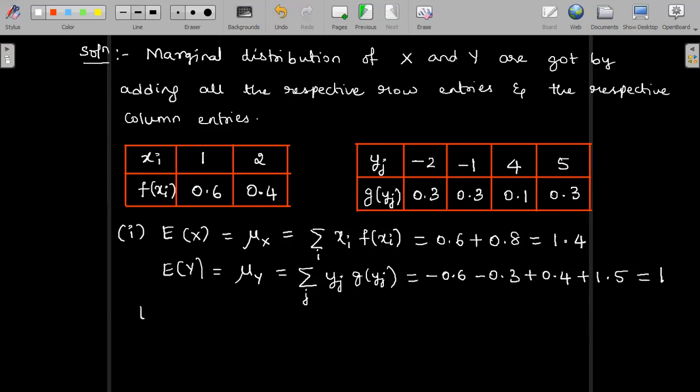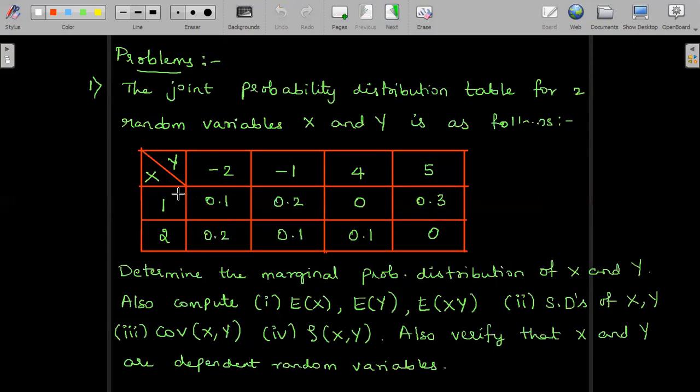And finally, let us find E of x into y. E of xy is obtained by summation over i, j of xi into yj into j of ij. Now what is this j of ij? J stands for the joint probability distribution. So every xi should be multiplied with every yj, and that should be multiplied by its joint value from the joint probability distribution table. Let us have a look at how we calculate those values.